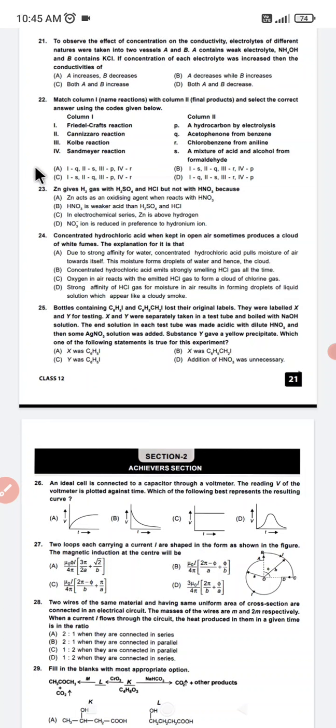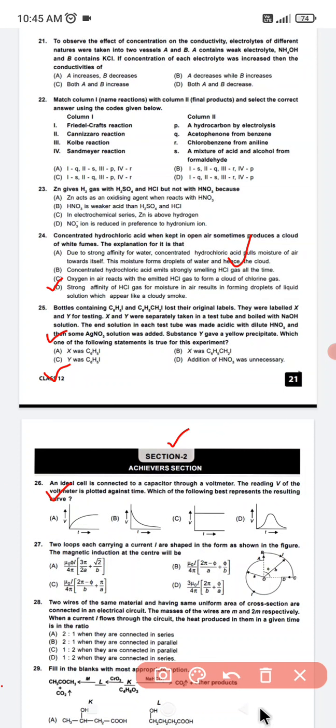The correct answer is option A, that is 1Q, 2S, 3P, 4R. After that, next question 23.